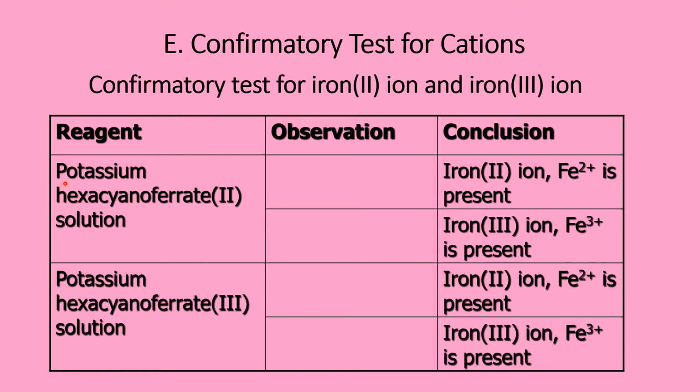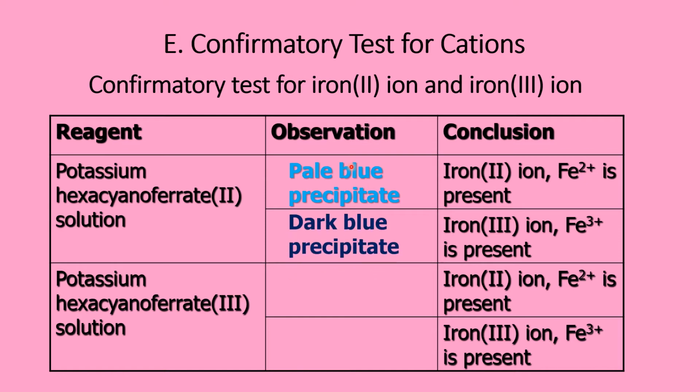How to pronounce it? Potassium hexacyanoferrate 2 solution. For iron 2 plus ion, it will give you a pale blue precipitate, and iron 3 ion will give you a dark blue precipitate.